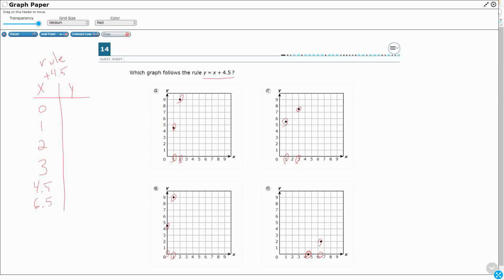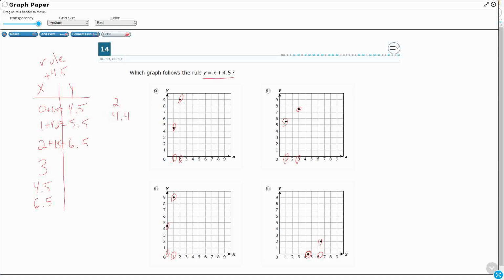So what I'm going to do is figure out what each of these x values would be and see which of these graphs has the correct one. We're going to add 4.5 to each of these, right? So 0 plus 4.5 is going to equal 4.5. Pretty simple. 1 plus 4.5 is going to equal 5.5. So we're just going up by ones on the y value, at least for now. 2 plus 4.5 is going to equal 6.5.